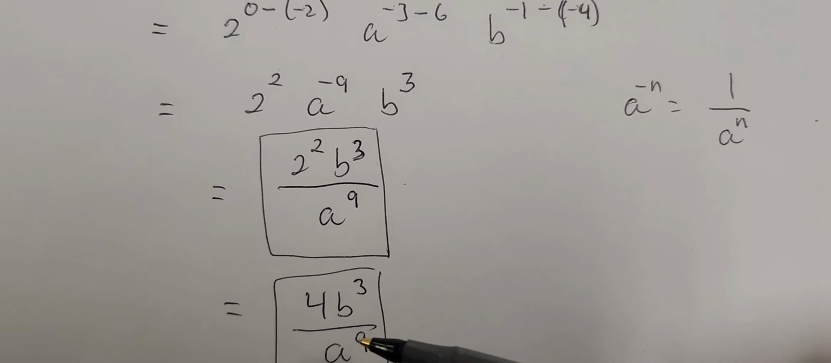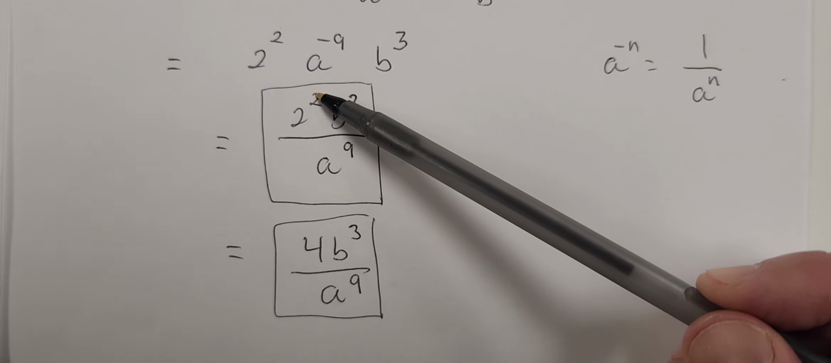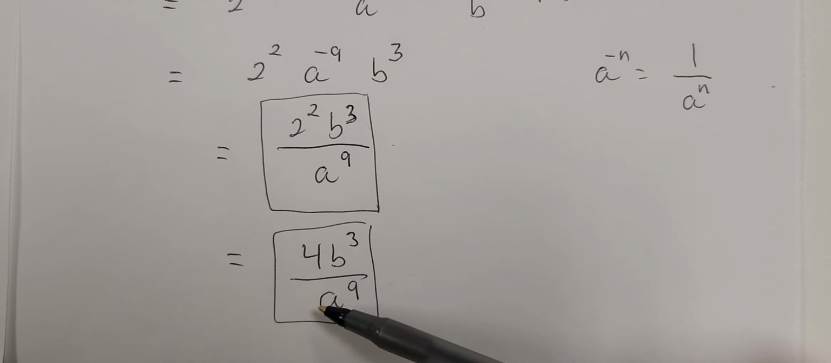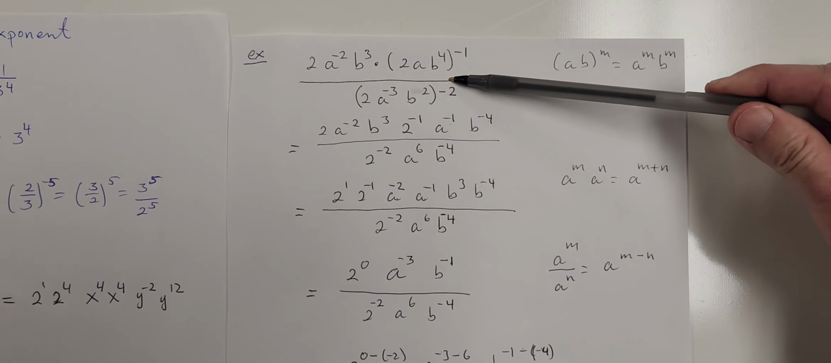Okay, and then the last step is to take this 2 right here, so 2 squared gives me 4. Okay, so this is the final answer to our original problem up here.